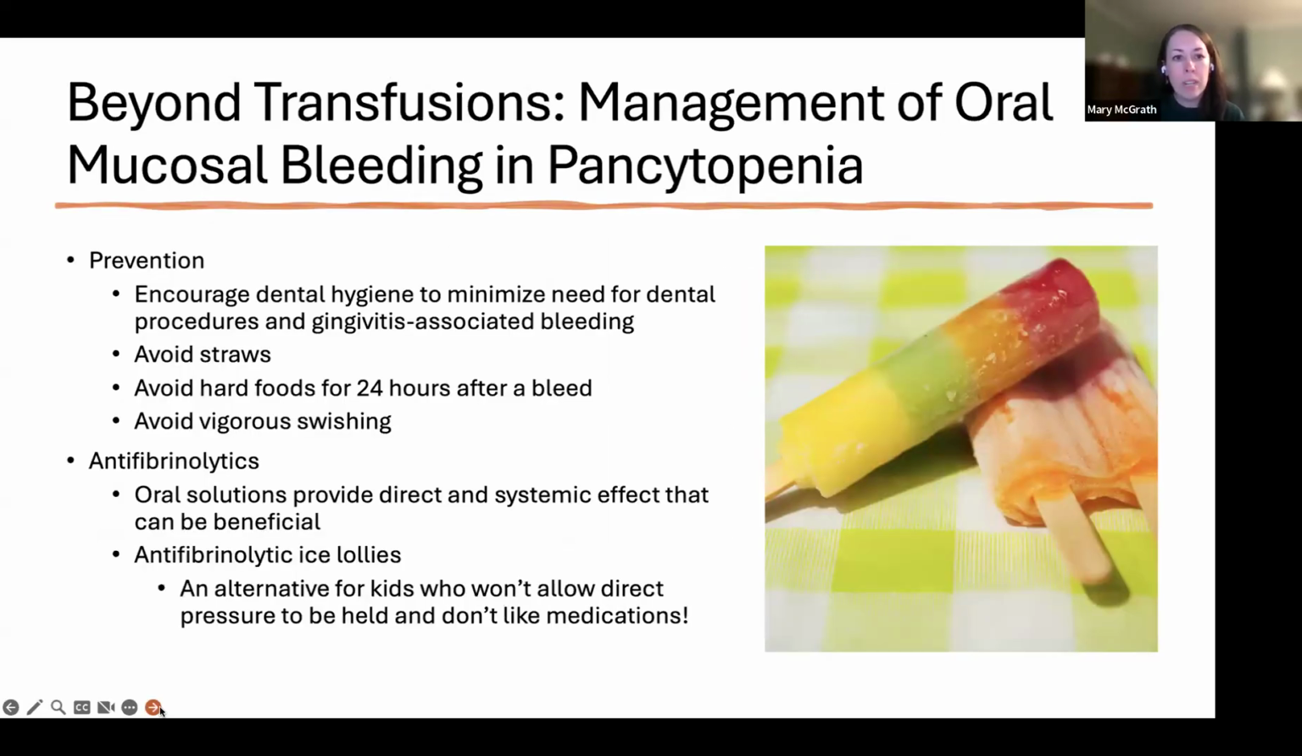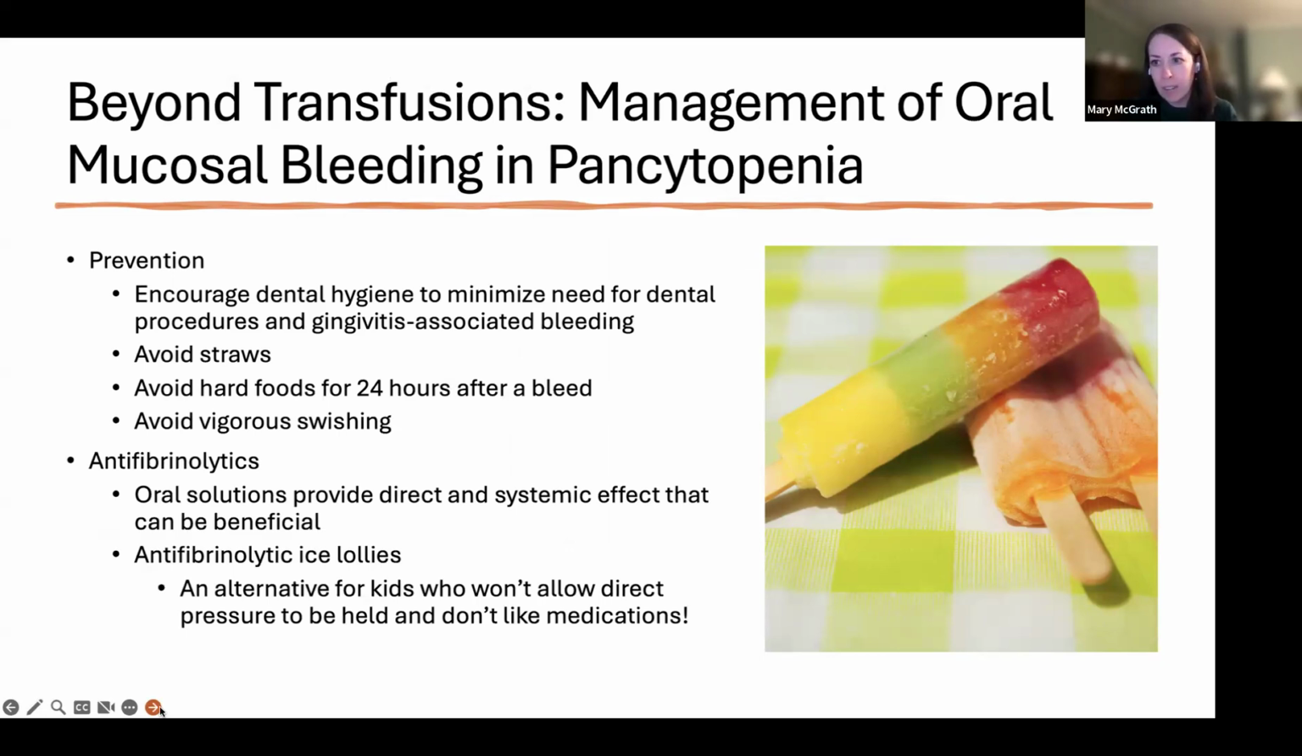For oral mucosal bleeding, again, prevention is imperative. We typically talk to all of our patients and encourage really good dental hygiene just to try and minimize the need for dental procedures, which obviously have increased risk of bleeding during and after the procedure, and also to prevent gingivitis-associated bleeding.